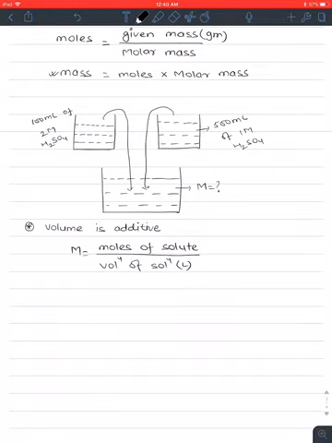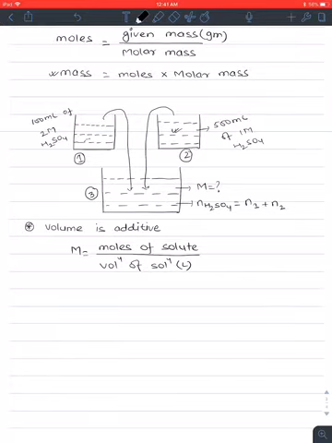Now if I want to find the moles of H2SO4 in the third container, it's very obvious that it will be equal to moles of H2SO4 in the first container plus moles of H2SO4 in the second container. This is our first container, this is our second container. So the final number of moles of H2SO4 in the third container will be equal to moles of H2SO4 in the first plus moles of H2SO4 in the second.